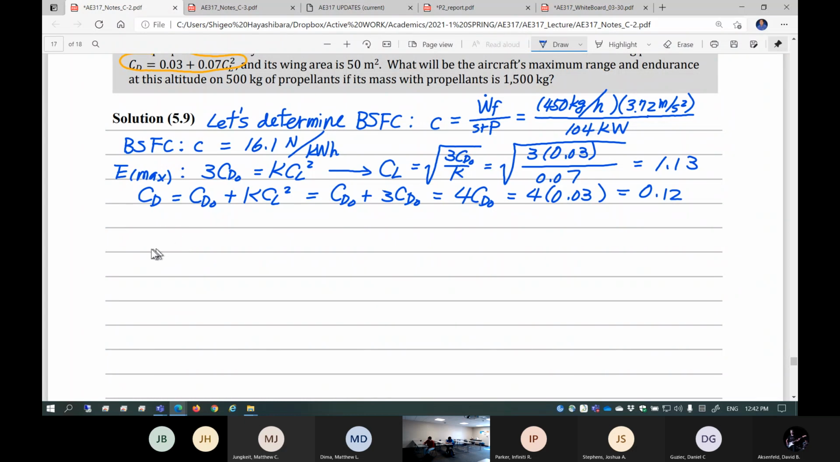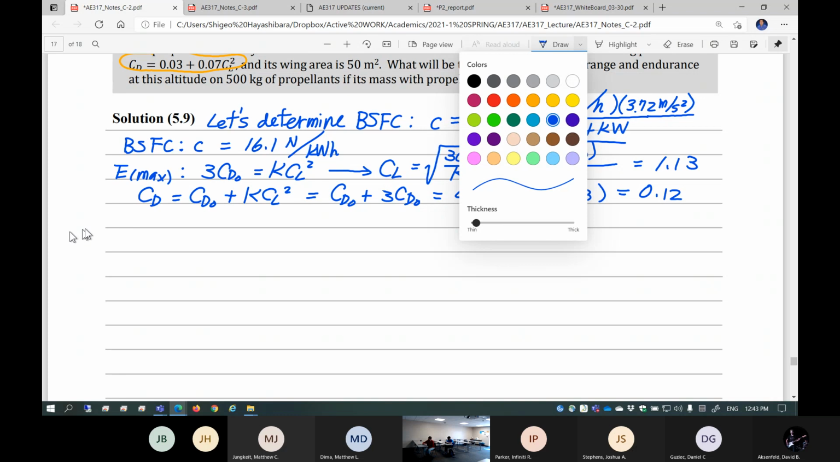And next step, we use 1,500 kilograms. 1,500 kilograms of what? Of fuel, is that? This is 500 kilograms of propellants. If its mass with propellants is 1,500 kilograms, that's total aircraft mass. Fuel mass is 500 kilograms. Sorry, my original note is kind of confusing.